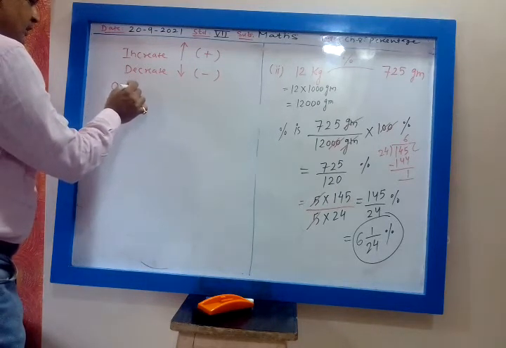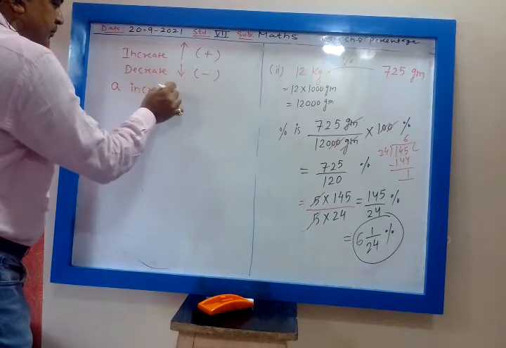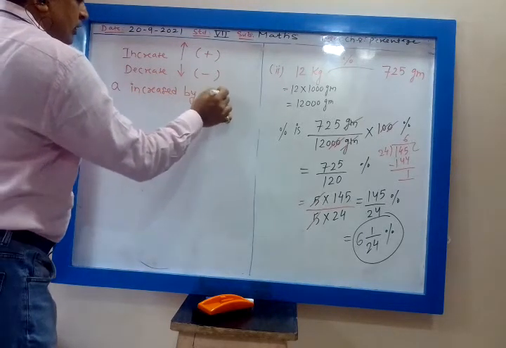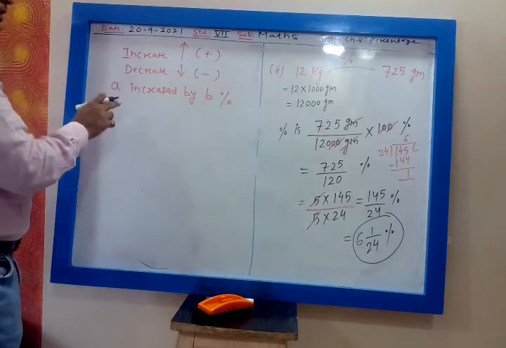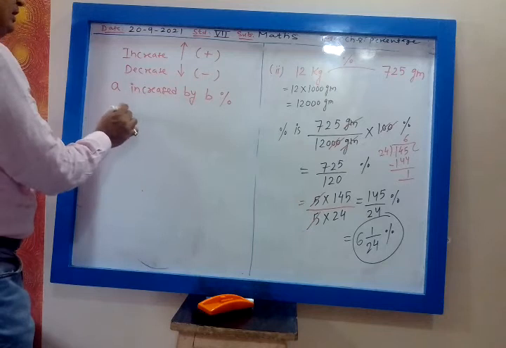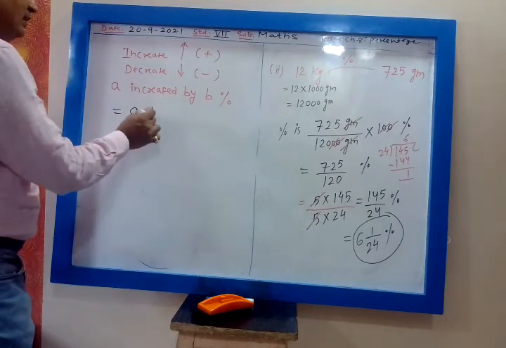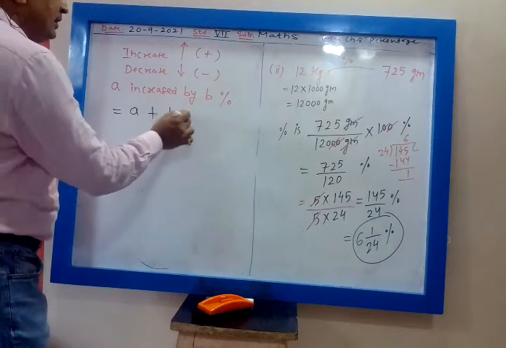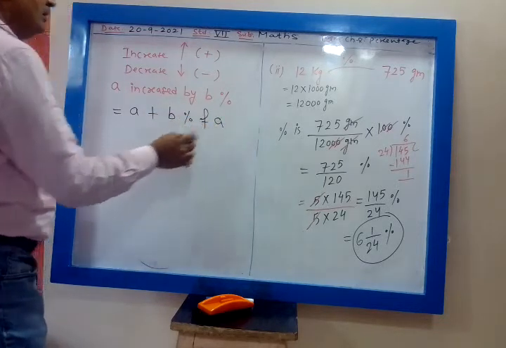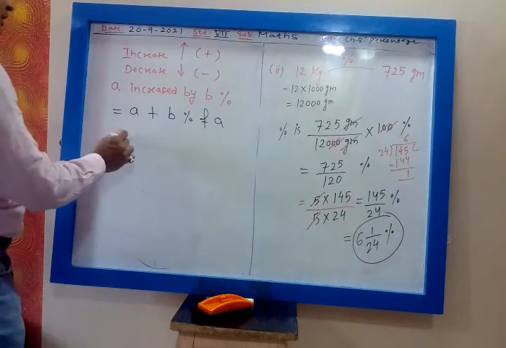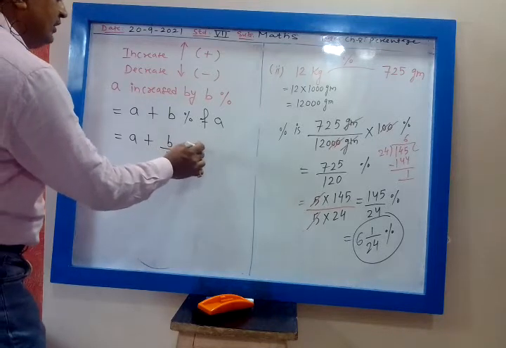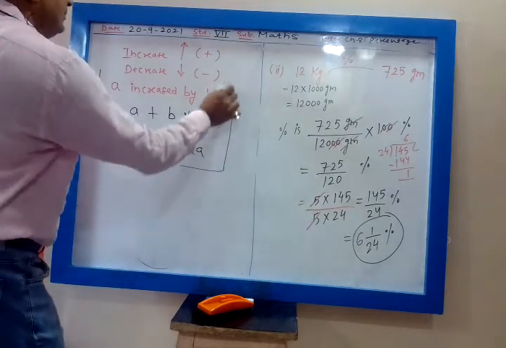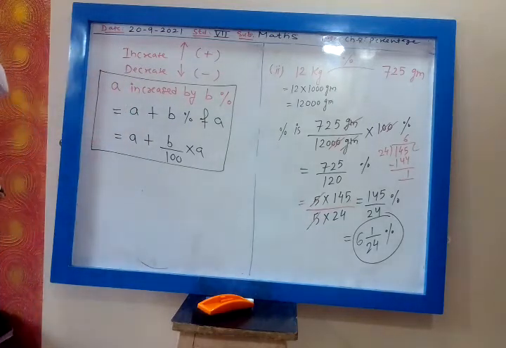A increased by B%. What do you mean by this? Not A plus B, my dear. A increased by B% means A increased. Increase means plus. B% means B% of A. So that will be A plus, B% means B upon 100 into A. This is the formula: A increased by B% means A plus B% of A.